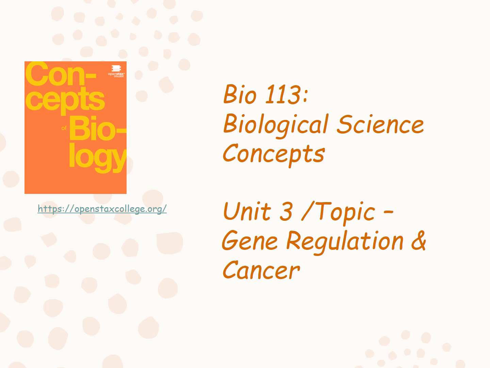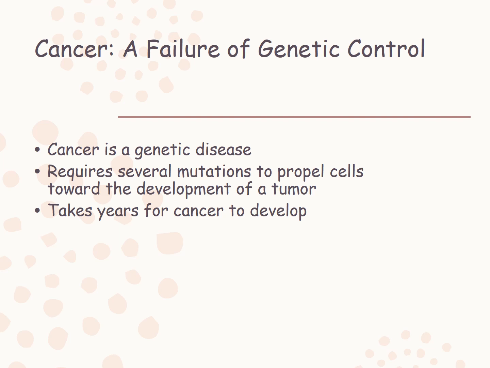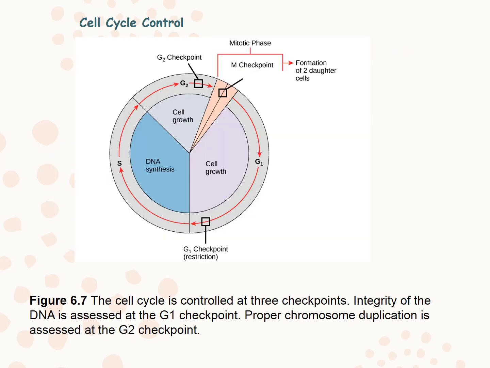Our next section is on gene regulation in cancer. Cancer is a genetic disease caused by multiple mutations. Several mutations are needed to disrupt the redundant regulatory pathways that prevent normal cells from becoming cancerous. The likelihood of cancer development increases with age.